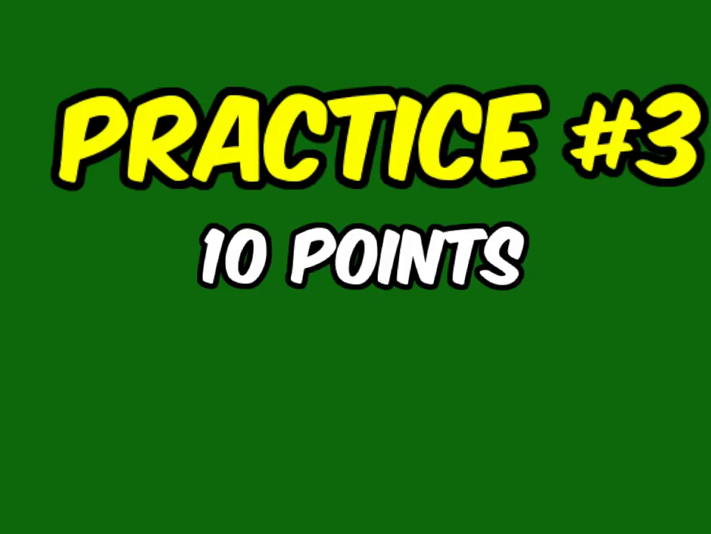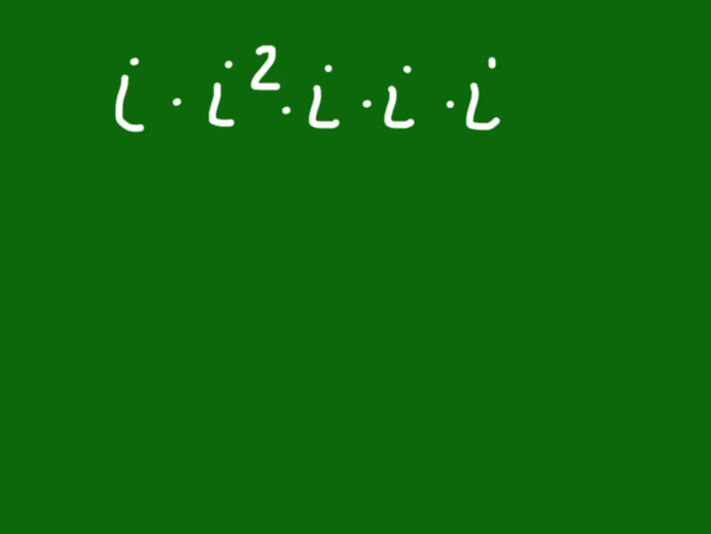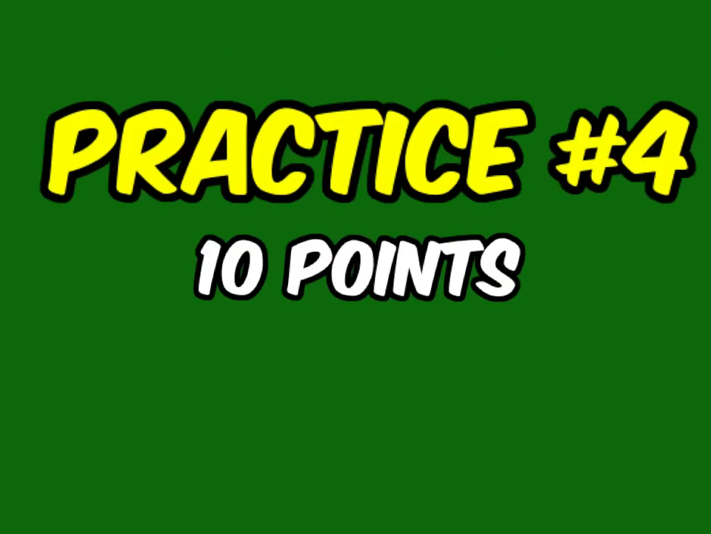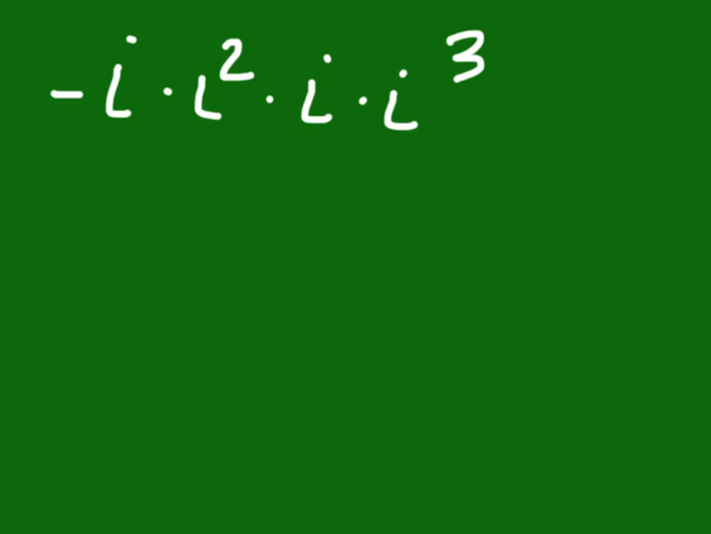Alright, try this one. On the practice problem, we have 1, 3, 4, 5, 6 i's. I to the sixth should be negative 1. Over here, you have one negative sign, so start off with a negative. And then add up the powers of I: 1, 3, 4, 7. Negative I to the seventh.